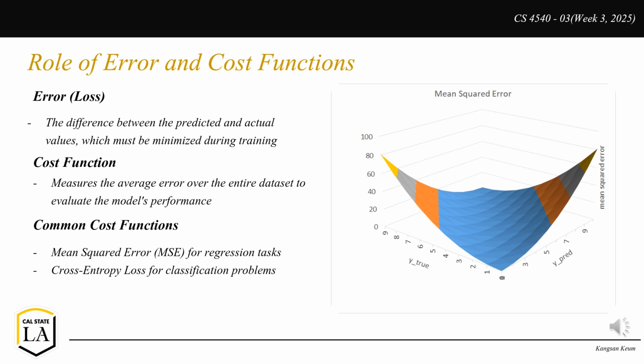Once the cost function is computed, the network adjusts its weights using gradient descent to minimize this value. Over time, as the cost function decreases, the neural network becomes better at making predictions. Cost functions are an essential part of neural network training, guiding the entire learning process. Without them, the model wouldn't know how well it's performing or how to improve.